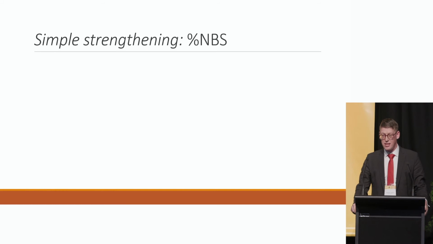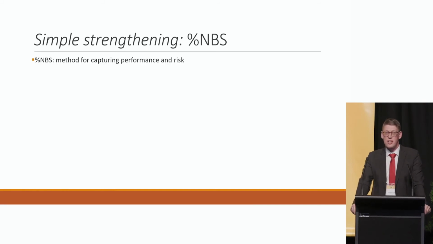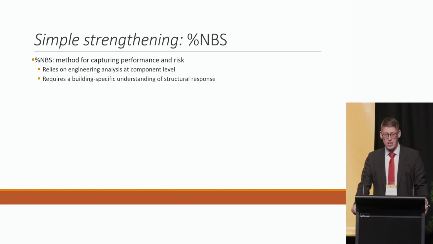So a word about percent NBS. Our current method for dealing with earthquake risk is to use percent NBS as a method for capturing the performance of the building and also the risk that the building might pose to occupants or to passers-by. It relies on an engineering analysis that we do at the component level of the building. There's not really any sort of shortcut way of doing it. We need to understand the structural response of the building in some level of detail. And we also need to be prepared to be liable for the judgments that we've made around the capacity of the building.